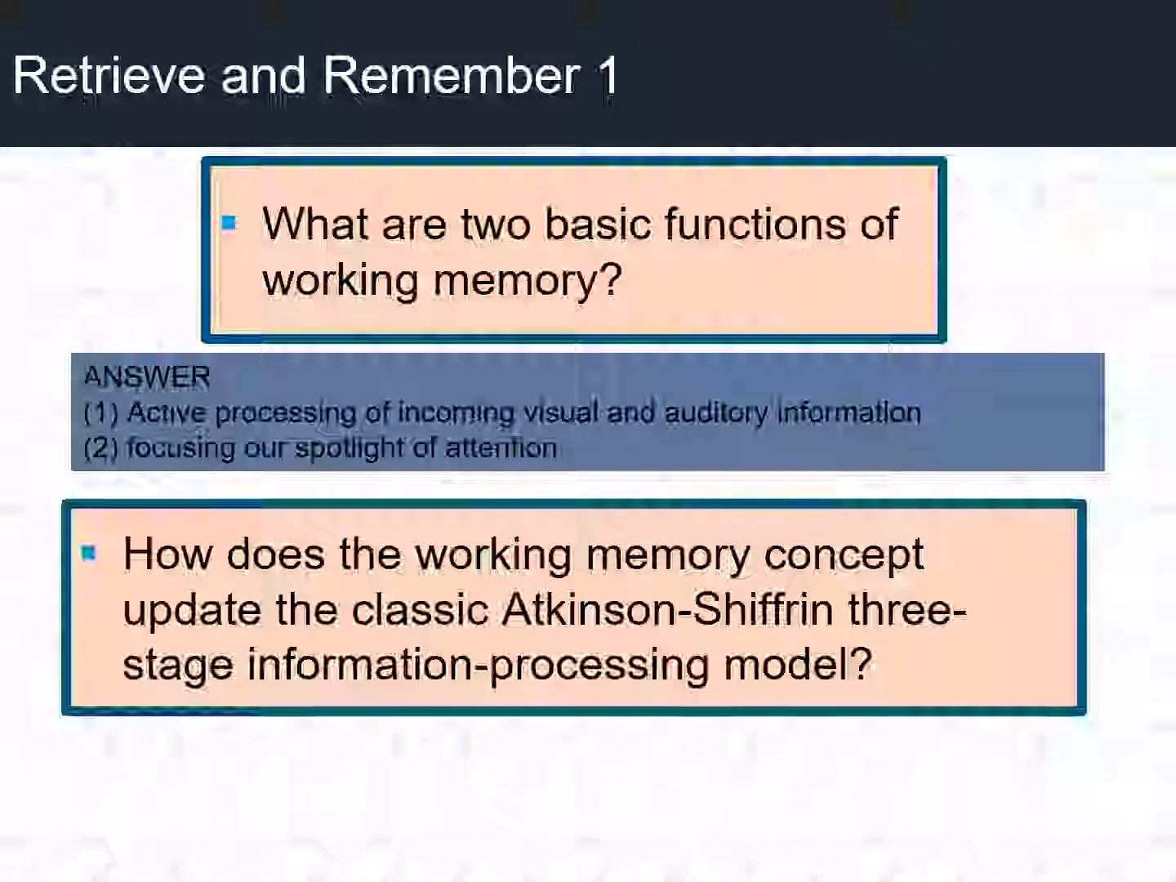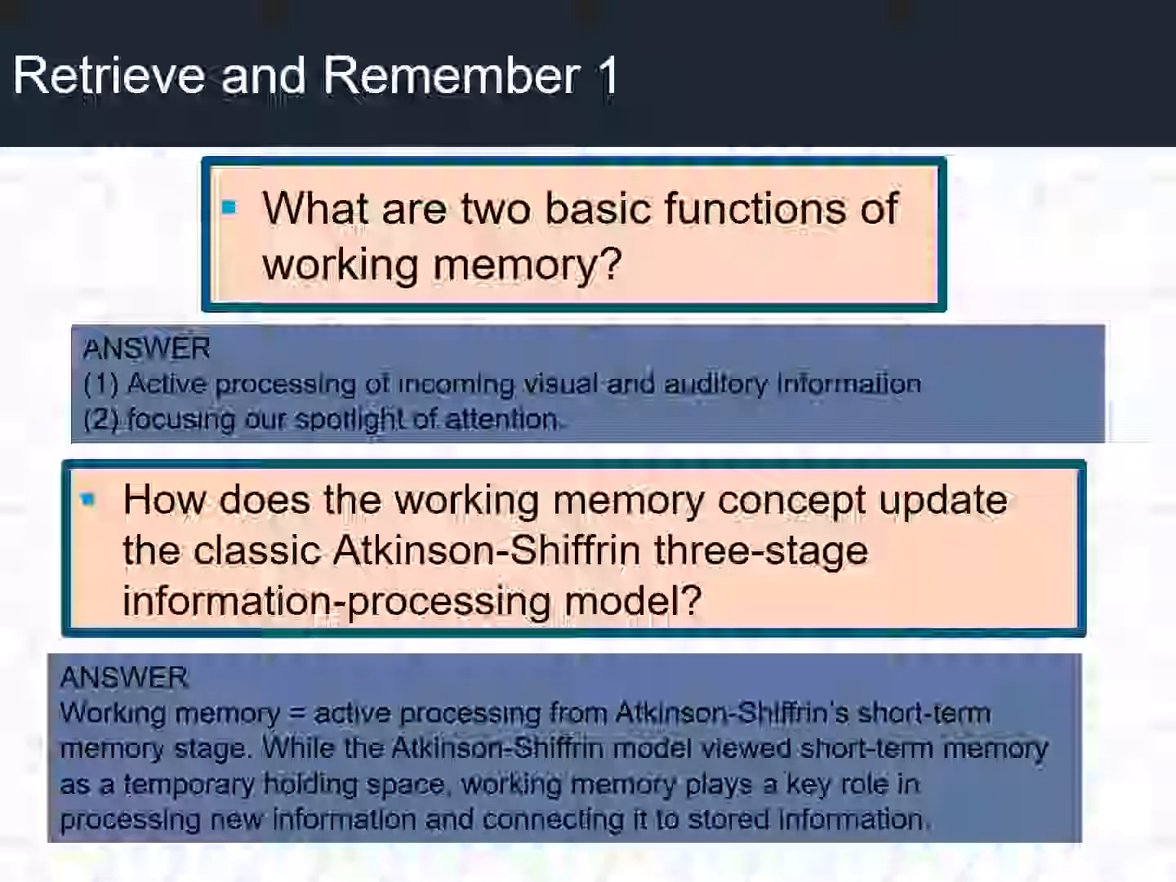How does the working memory concept update the classic Atkinson-Shiffrin three-stage information processing model? Working memory is the active processing from Atkinson and Shiffrin's short-term memory. They're the same thing. While the Atkinson-Shiffrin model viewed short-term memory as a temporary holding space, working memory plays a key role in processing new information and connecting it to stored information.